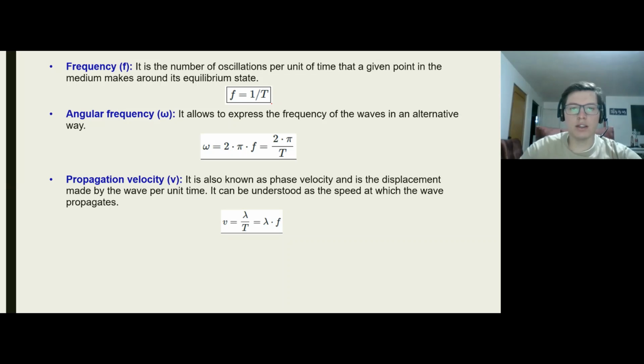Frequency. It is the number of oscillations per unit of time that a given point in the medium makes about its equilibrium state. Angular frequency allows us to express the frequency in an alternate way. Propagation velocity is also known as phase velocity and is the displacement made by the wave per unit time, and can be understood as the speed at which the wave propagates.